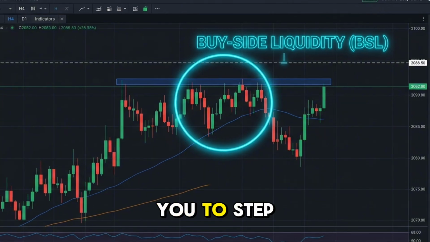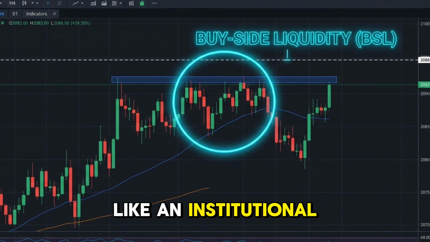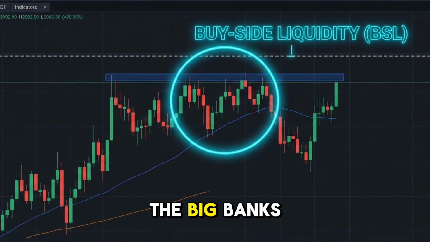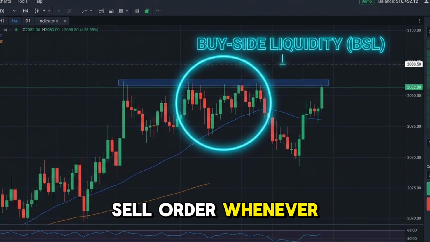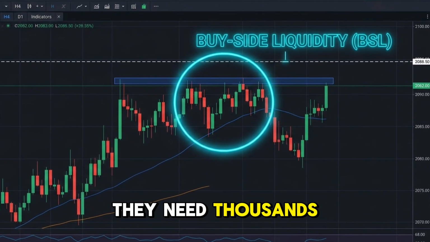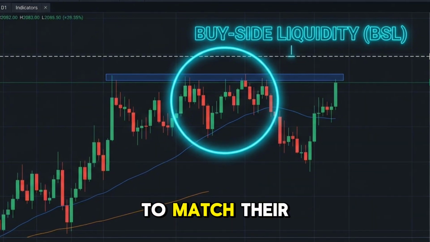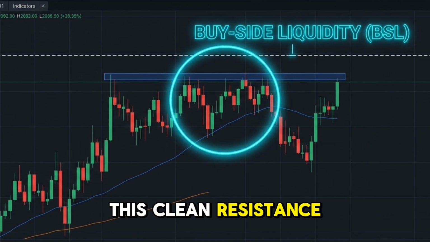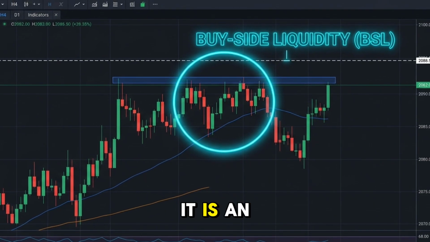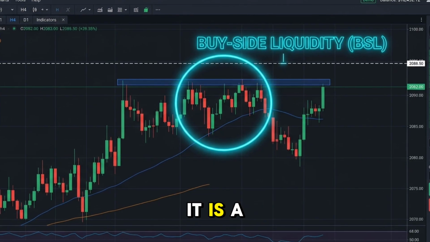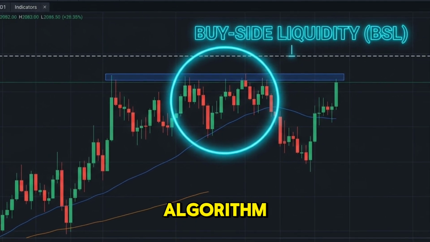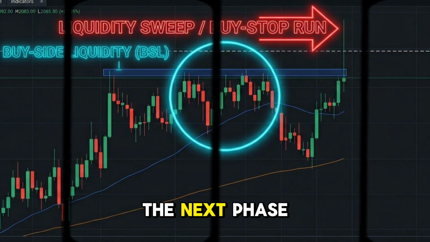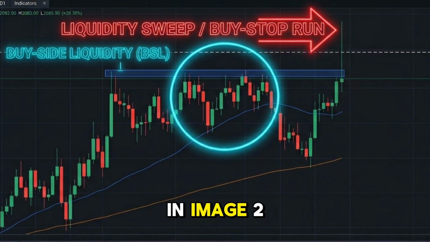But I want you to step back and think like an institutional market maker. The big banks cannot just enter a multi-million-dollar sell order whenever they want. They need thousands of buy orders from the public to match their liquidity. This clean resistance line is not a barrier, it is an engineered trap. It is a massive pool of buy-side liquidity waiting to be harvested by the algorithm.